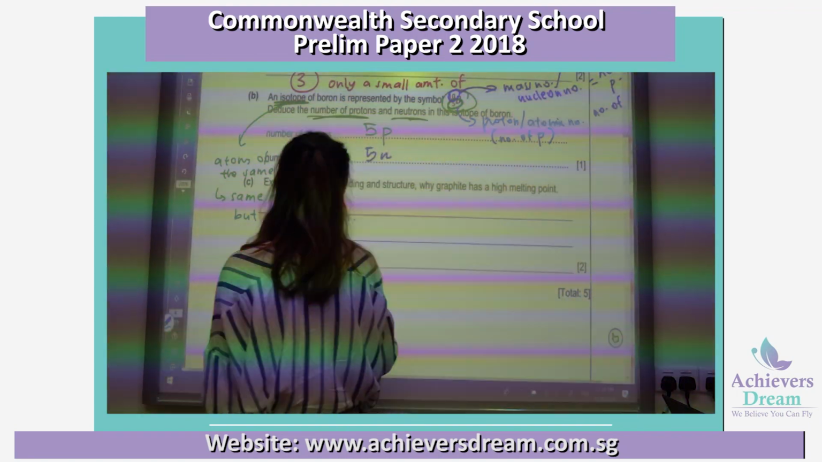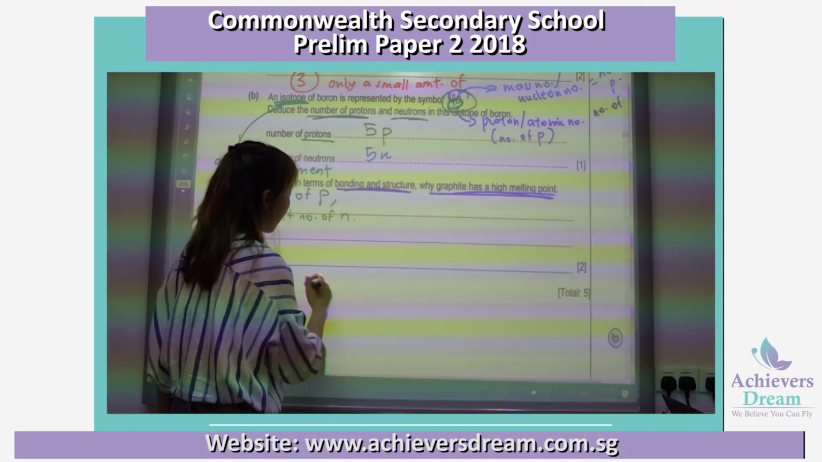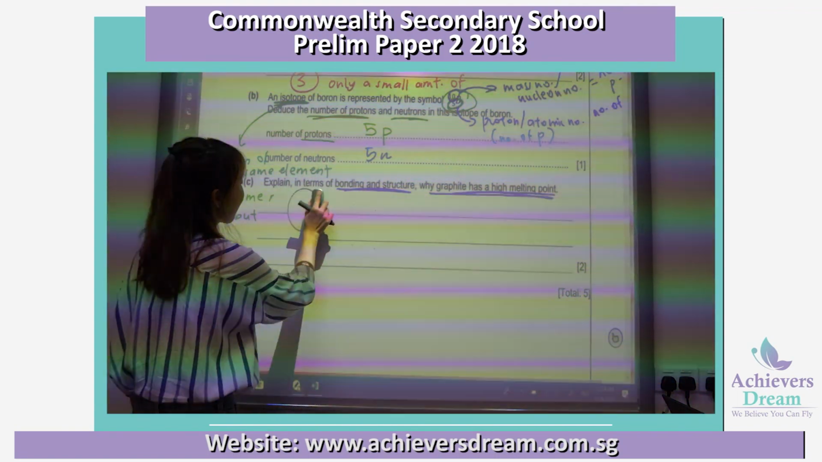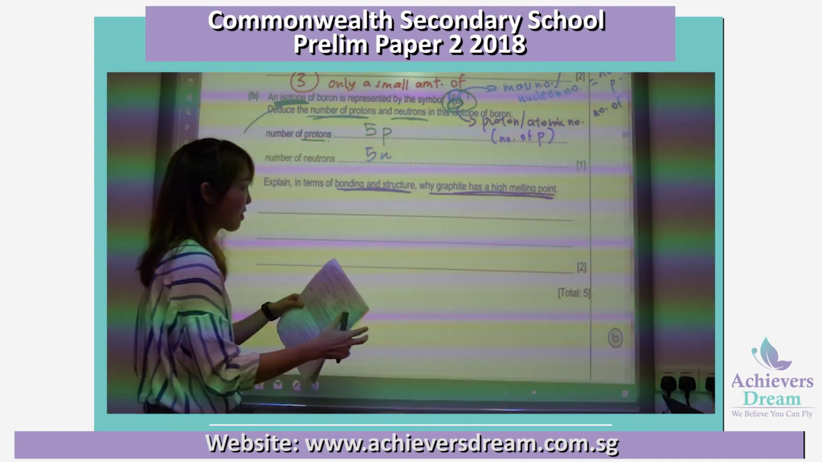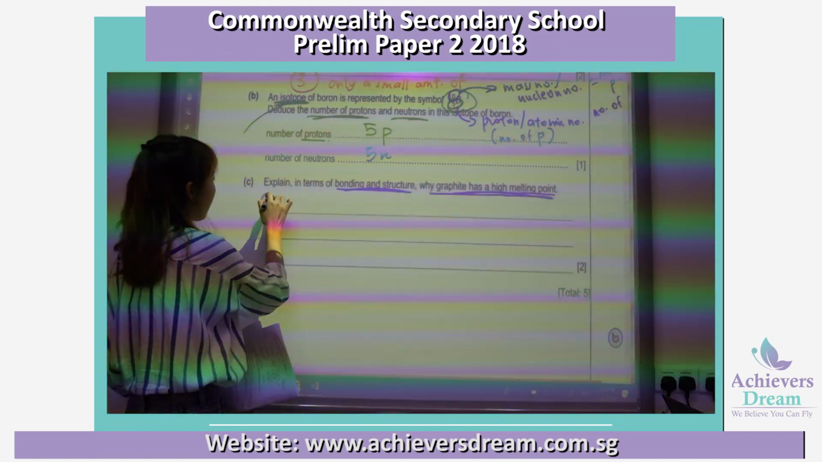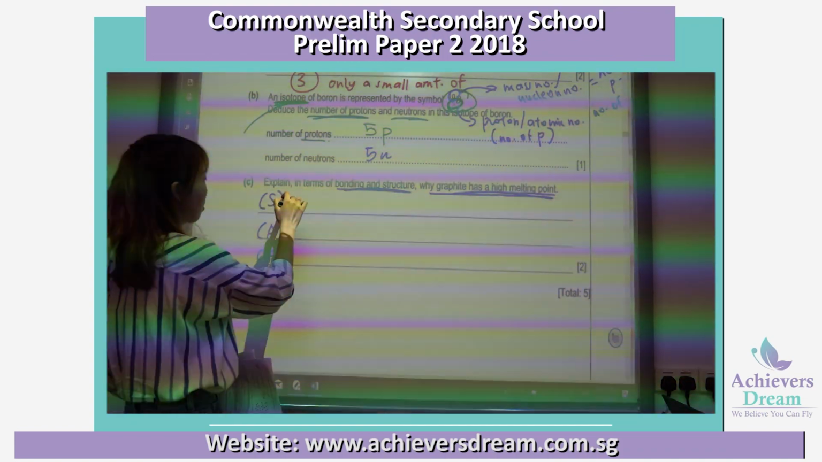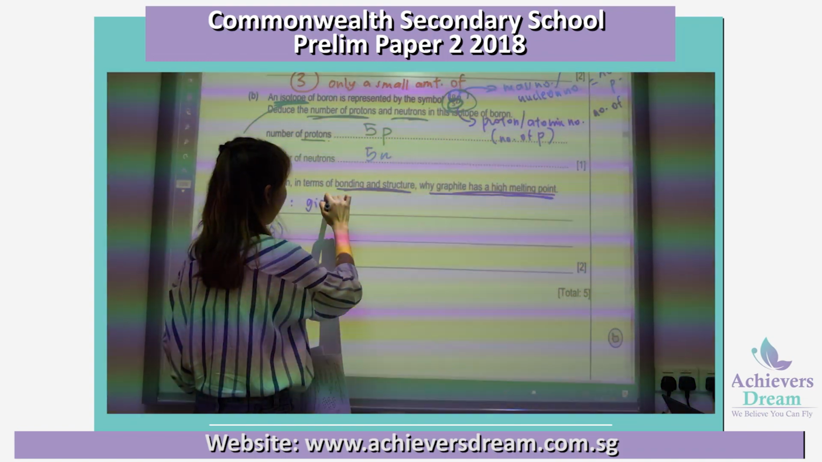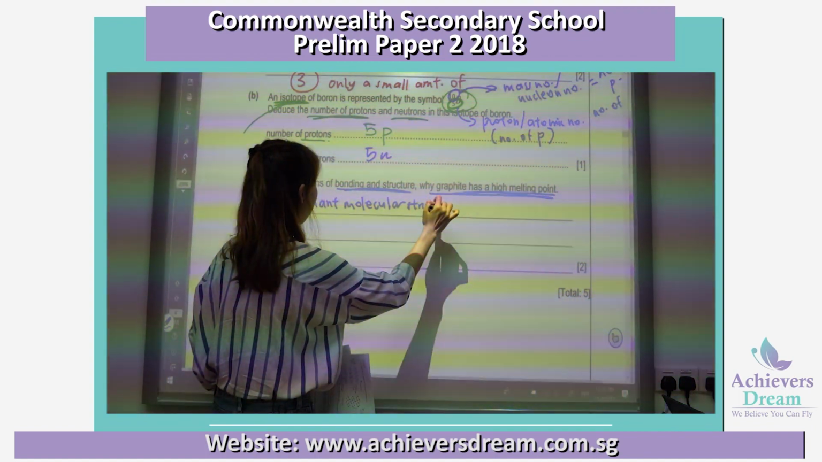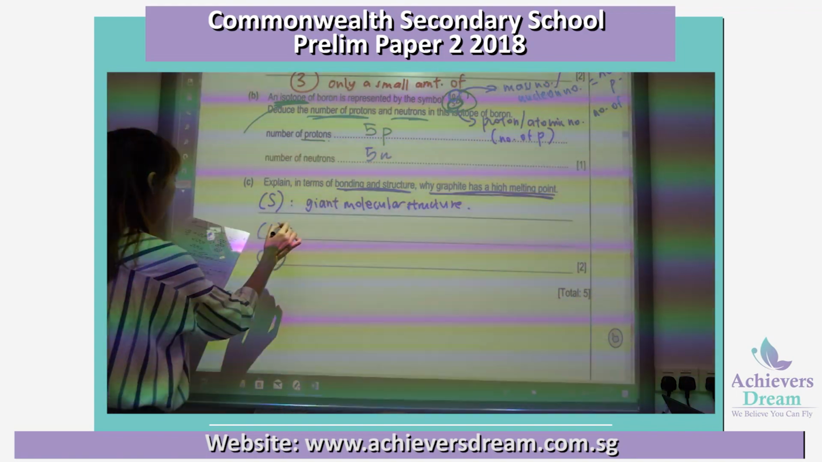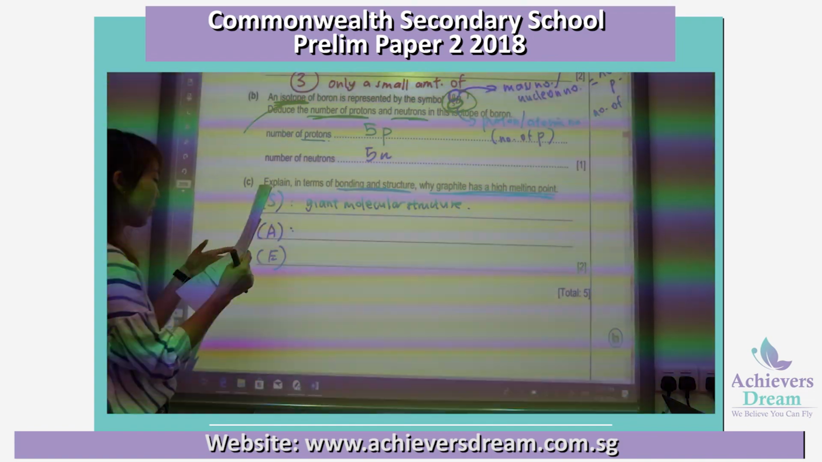For part C, explain in terms of bonding and structure why graphite has a high melting point. This is a very classic question. It is in your chem bonding notes. For graphite, I use the SAE structure again. S stands for structure. I say graphite has a giant molecular structure. Then for attraction, for graphite and diamond, it's more detailed and you need to know the specific attraction.